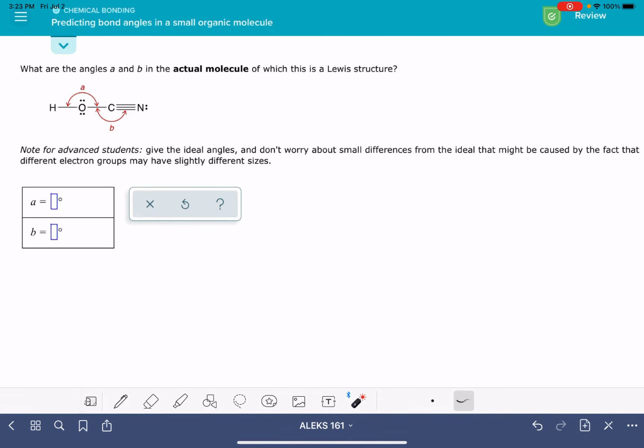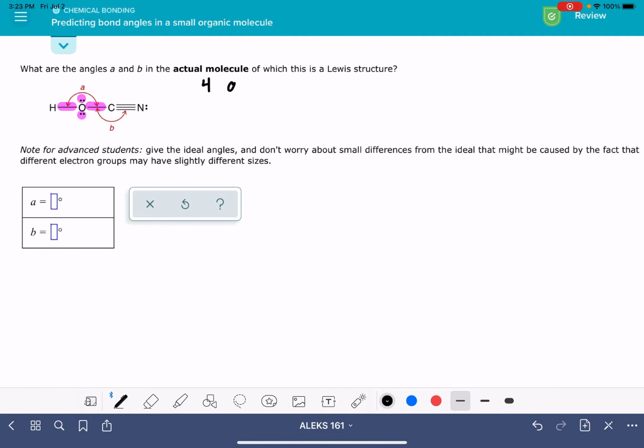To predict a bond angle, we have to count the number of areas of electrons around the central atom of the particular angle. So if we're focusing on angle A, which is hydrogen-oxygen-carbon, our central atom in that set is the oxygen atom, and we want to know how many areas of electrons are around the oxygen. Oxygen has one bond, which counts as one area. It has a second bond, which counts as a second area, and then it has two lone pairs. Each of those counts as its own area.